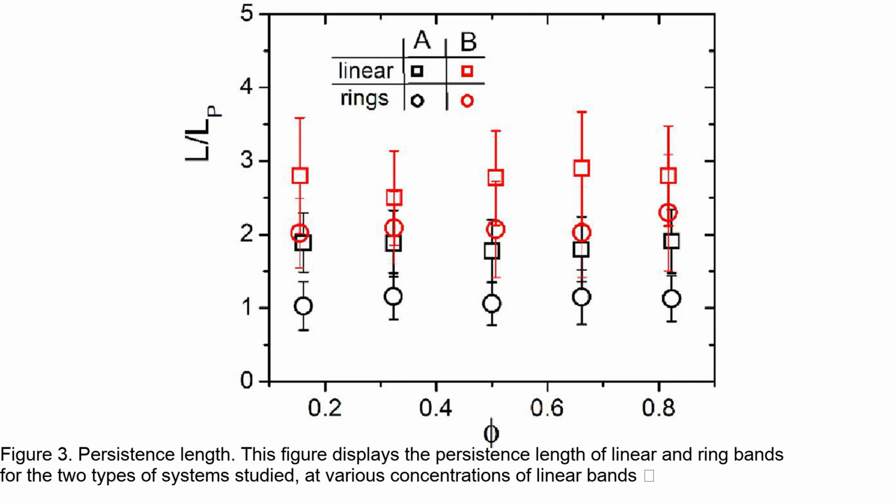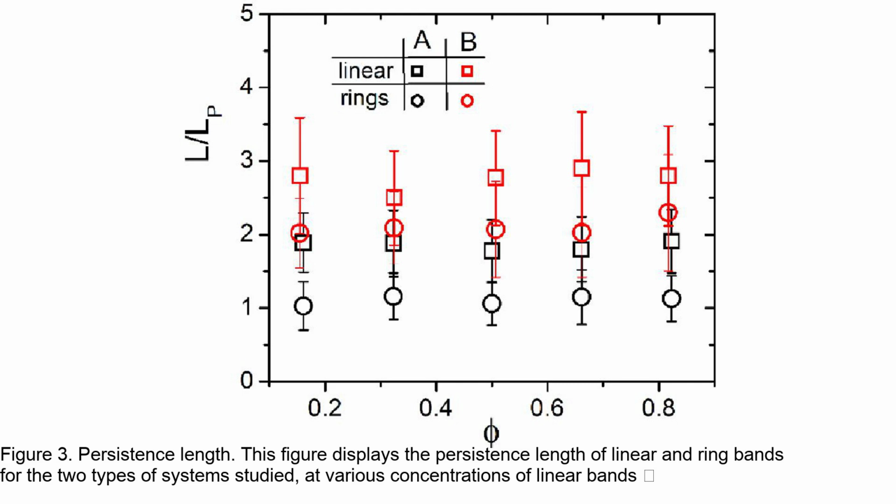The figure illustrates the ratio of the contour length of the bands to their persistence length, which is a measure of their rigidity. It is shown that both ring and linear bands fall within the semiflexible regime, with the rings exhibiting slightly higher rigidity due to their confinement. The lengthier bands of type B display greater flexibility than type A bands.